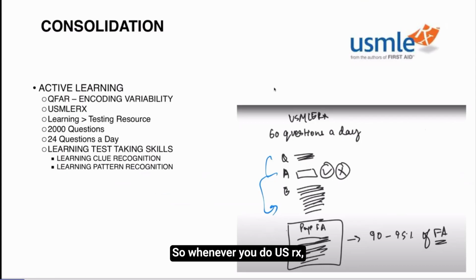So whenever you do USMLE RX, you can learn First Aid through a question-based lens, and this is called QFAR, question-based First Aid revision. So I did BNB plus First Aid. That was the first time encoding variability was used. The second time encoding variability was used is USMLE RX, where USMLE RX took me through First Aid a second time.